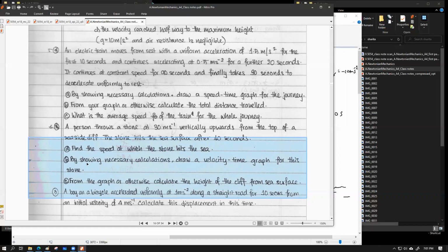You have to be able to understand from the context of the question that for a certain given scenario, only gravity is the driving force. If that is the case, then you can conveniently use the gravitational acceleration, minus 10 meter per second square, for your calculation.